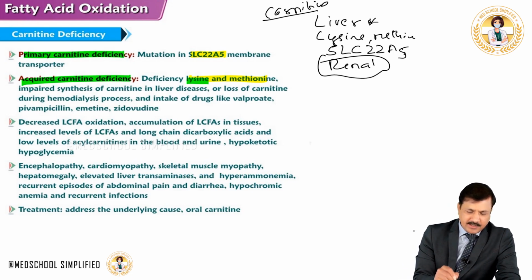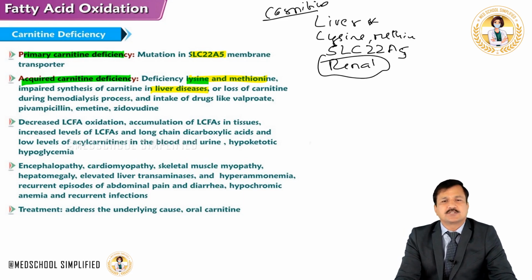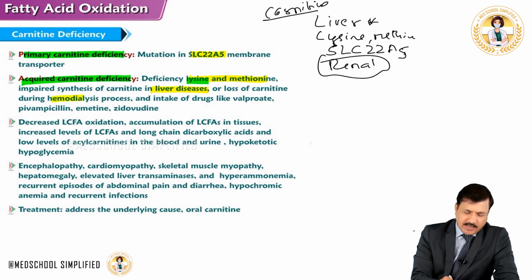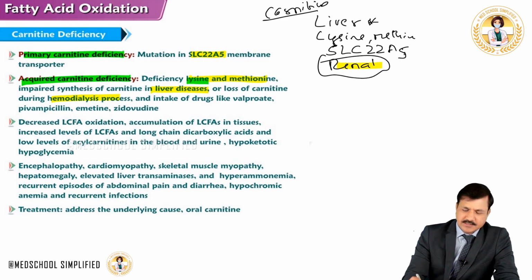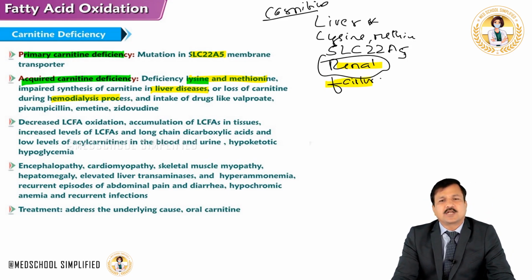So, any conditions that affect the liver can lead to carnitine deficiency. Liver diseases can lead to impaired synthesis of carnitine in the liver, or there can be loss of carnitine during the hemodialysis process or in renal failure conditions. So, hemodialysis and renal failure can also lead to carnitine deficiency, and also intake of drugs like valproate, pivampicillin, zidovudine, all of them can lead to acquired carnitine deficiency because of loss of carnitine.